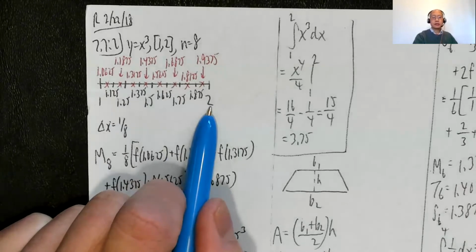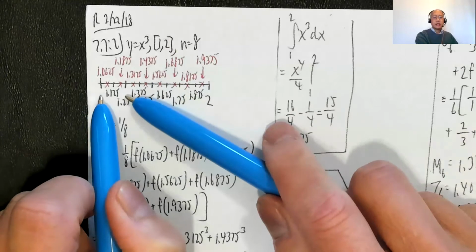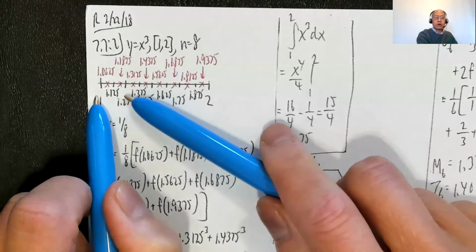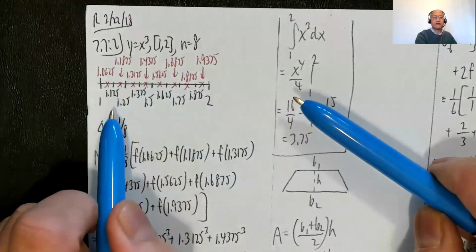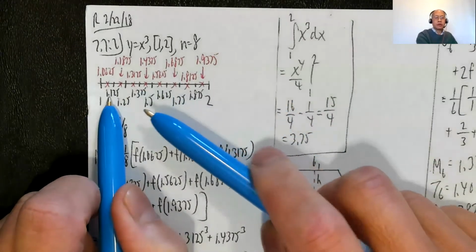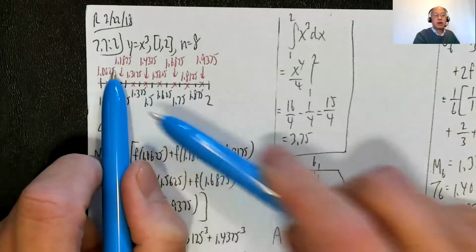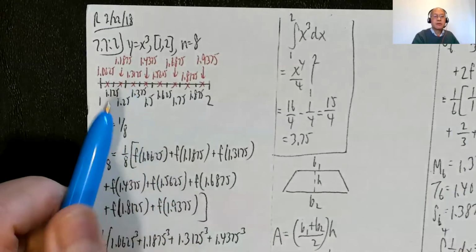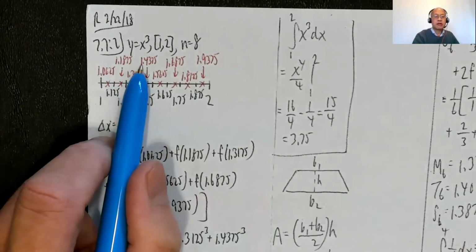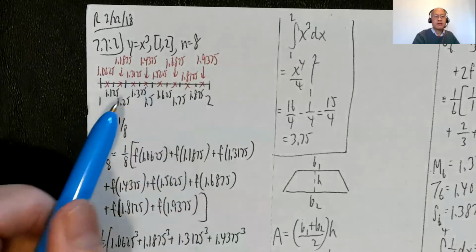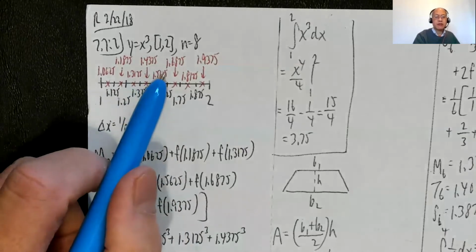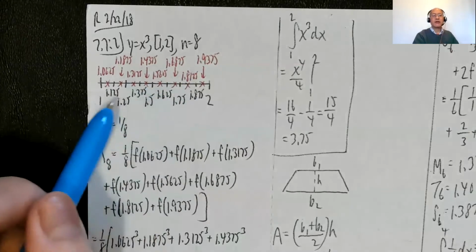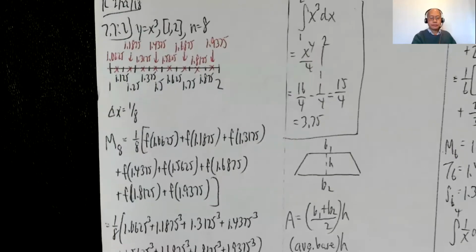Then I need all the midpoints halfway between these. And how do I find a halfway point? You can average the two numbers. So the average between 1 and 1.125 is 1.0625. The average between 1.125 and 1.25 is 1.1875, and so on. 1.3125, 1.4375, 1.5625, 1.6875, 1.8125, and 1.9375. These are the 8 midpoints.